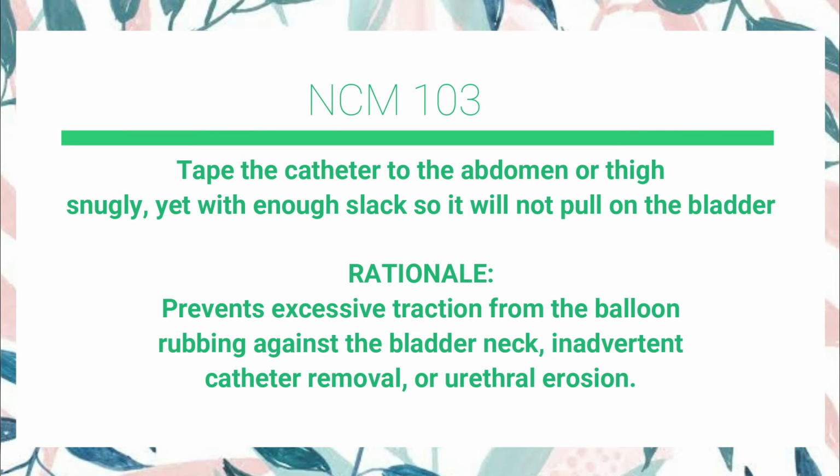It maximizes continuous bladder drainage and prevents urine leakage around the catheter. Tape the catheter to the abdomen or tie snugly, yet with enough slack so it will not pull on the bladder. It prevents excessive traction from the balloon rubbing against the bladder neck, inadvertent catheter removal, or urethral erosion.